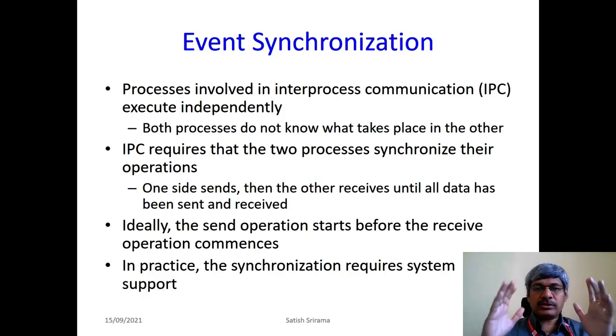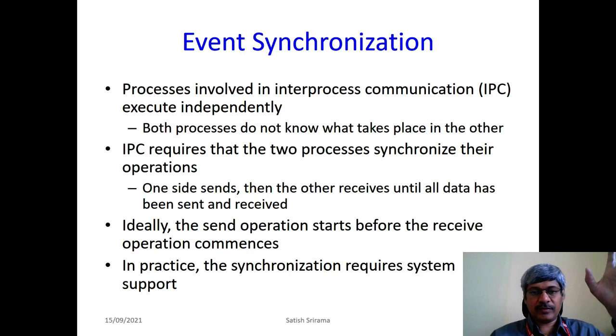Processes involved in inter-process communication execute independently. We have already seen process 1 trying to communicate with process 2, but they are actually running on different machines. So both processes do not know what is happening on the other side. If you are issuing a send or a receive, or even a connect, whatever the operation, you don't know what the other process is doing. So inter-process communication requires these two processes to synchronize their operations somehow.